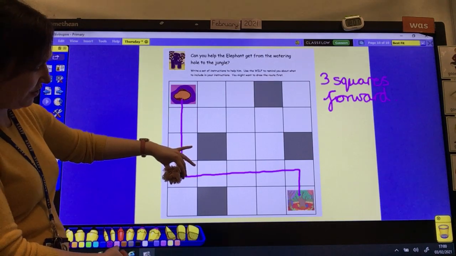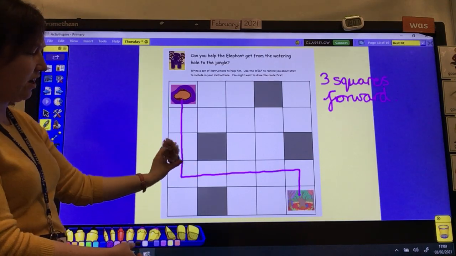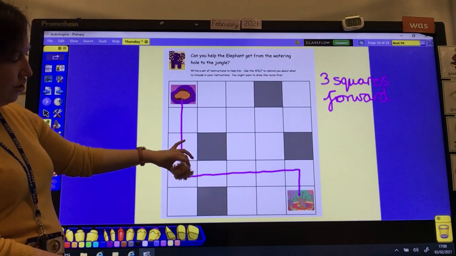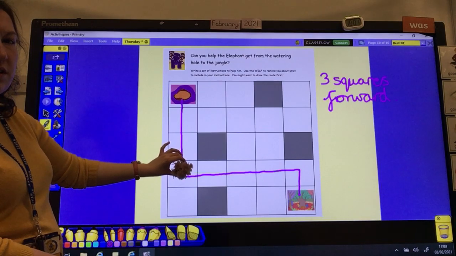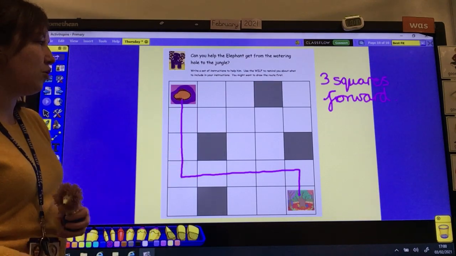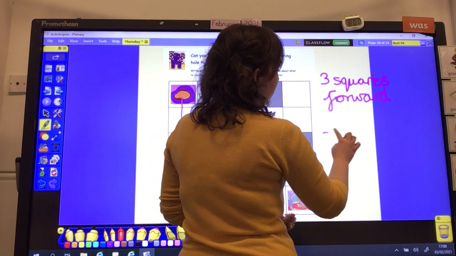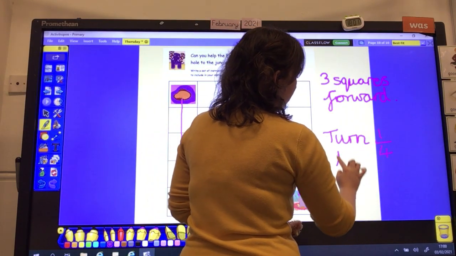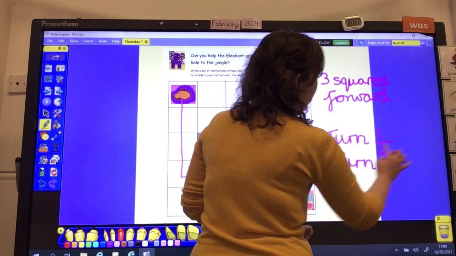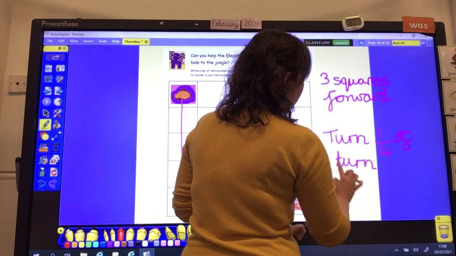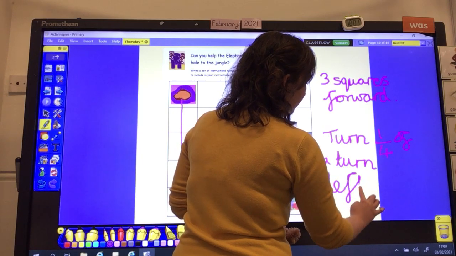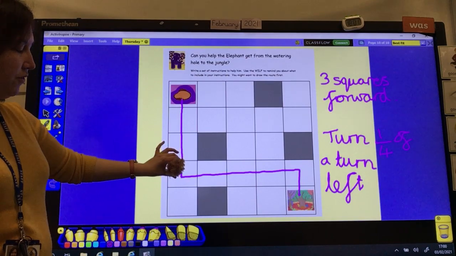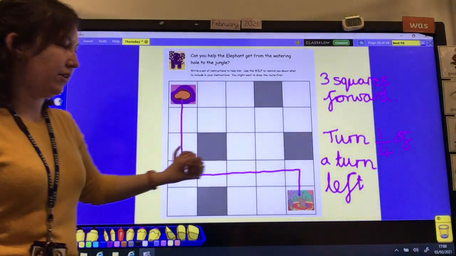Now how far does he have to turn? Is he turning half a turn to face in completely the opposite direction? Or is he going to turn quarter of a turn left? Well done if you said he's going to turn quarter of a turn. So turn quarter of a turn left. So he's gone forward 3, he's turned quarter of a turn left. Now where's he going to go?